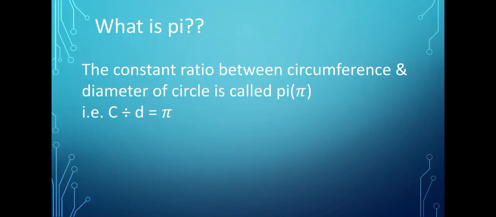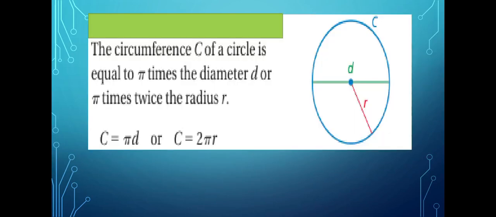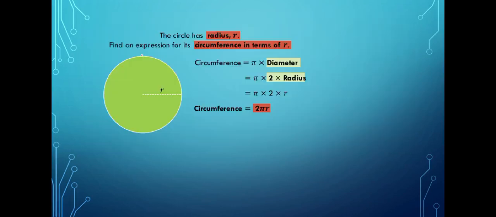So what is pi? The constant ratio between the circumference and diameter of a circle is called pi. Circumference divided by diameter is equal to pi. So this is what pi is. It's a constant ratio between circumference and diameter of a circle. The circumference C of a circle is equal to pi times diameter d, or pi times twice the radius r. That means circumference equals pi d, or circumference equals 2 pi r. This is the formula for finding the circumference.